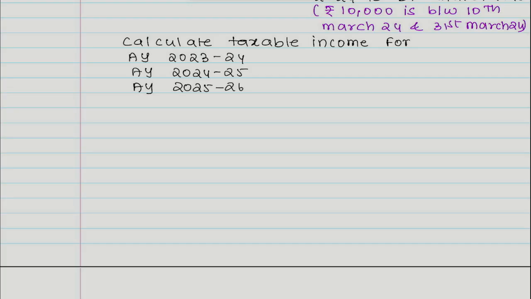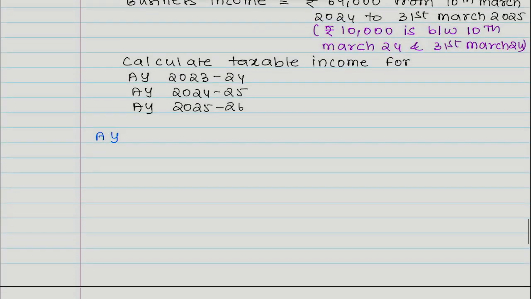Write down. Assessment year. First write down the solution. Write down the format. Assessment year. What are the various incomes that I am having? Property income first. Business income second.